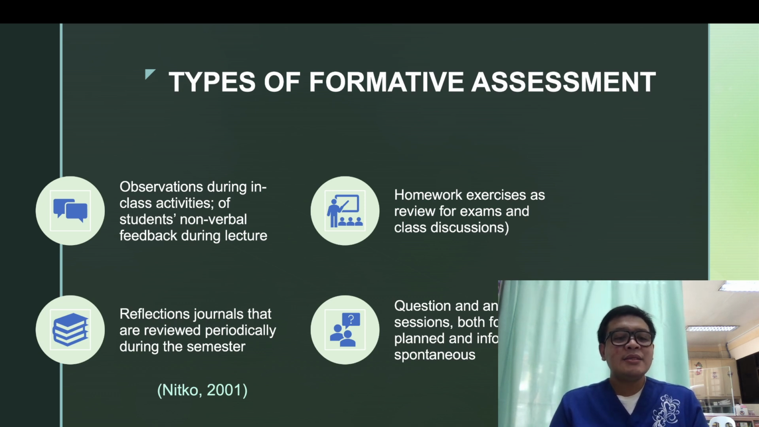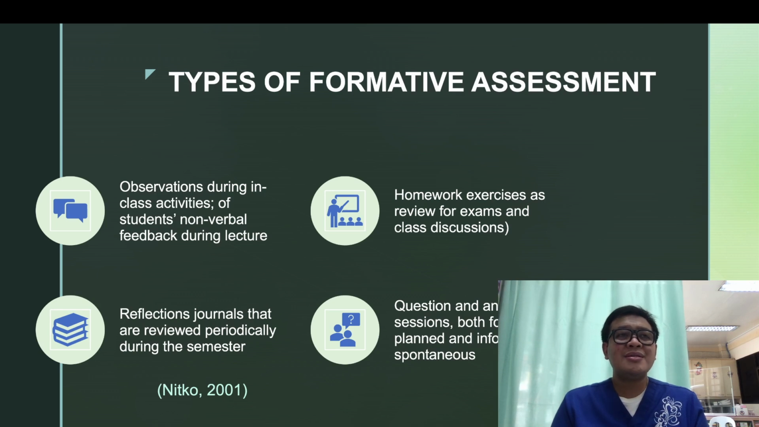The second is reflection journals that are reviewed periodically during the semester. So it's very important that students would always keep a certain journal or a certain portfolio in such a way that it's being reviewed by their teachers periodically, quarterly, or even at the end of the semester, so that everything is being compiled and everything is being done by the students, and to know the progress of the student.